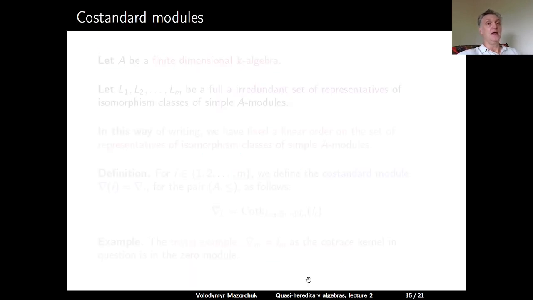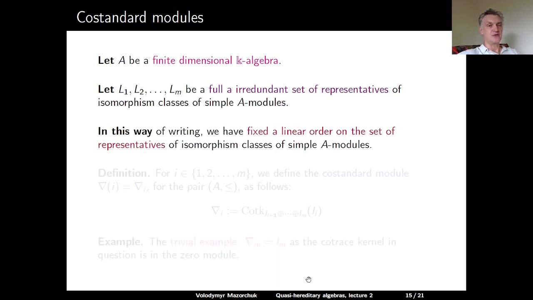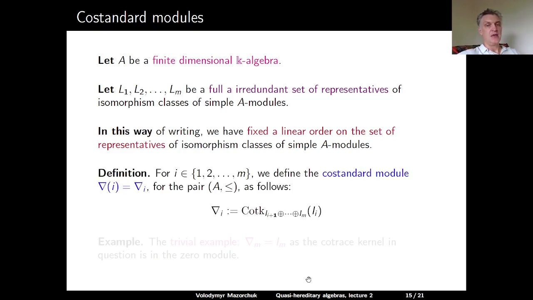Now we can define costandard modules. Let A be a finite dimensional algebra, and let L1, L2, and so on Ln be a full and irredundant list of representatives of isomorphism classes of simple A modules. Just like for standard modules, this means that we have fixed the linear order on the set of isomorphism classes of simple A modules. This linear order is a very essential part of our setup. So now we can define the corresponding costandard modules.